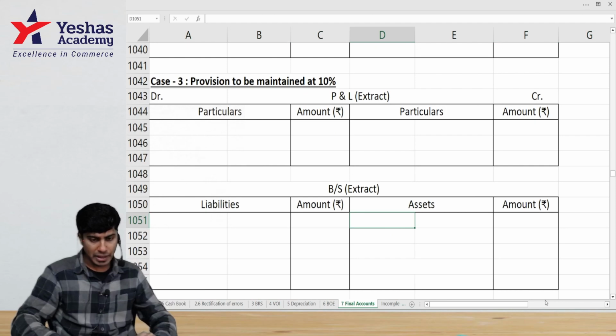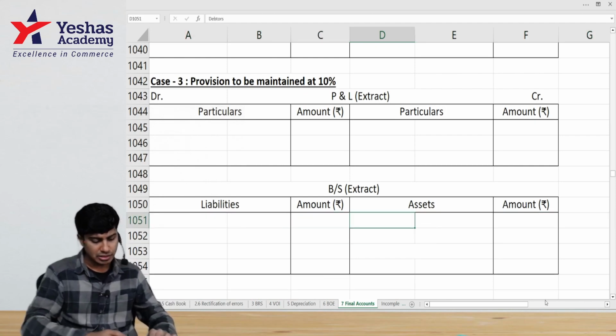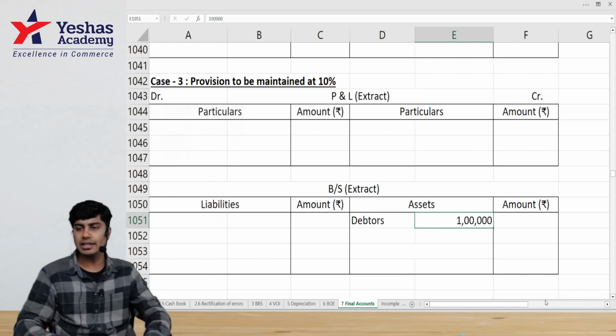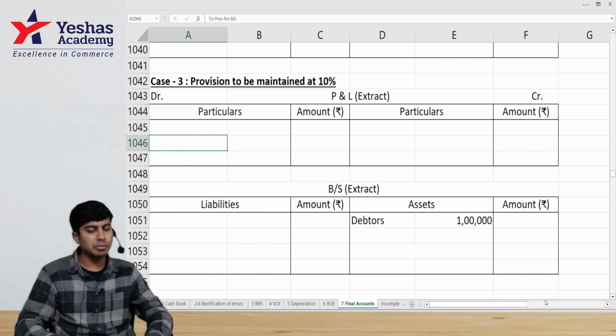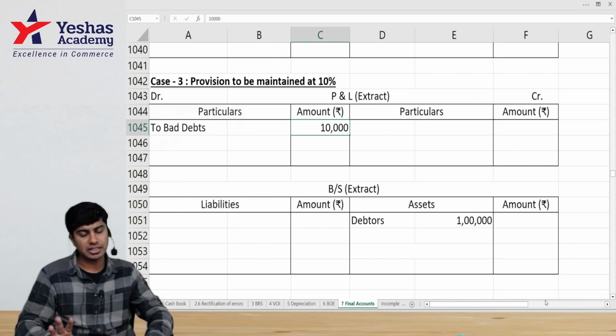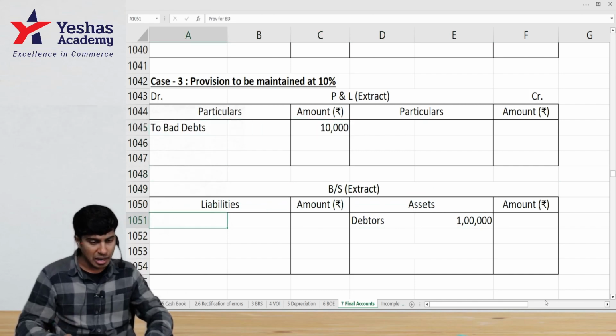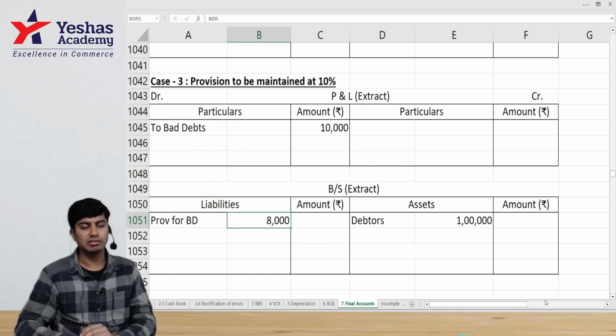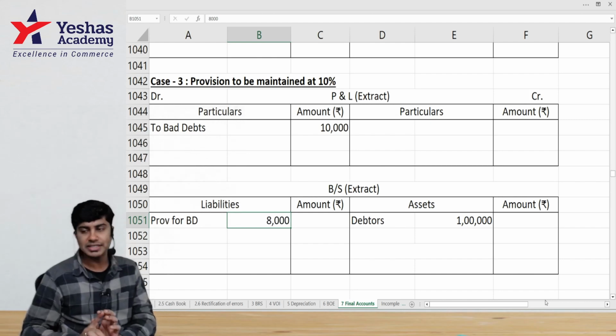I'll write balance sheet, asset side. I would write debtors 1 lakh in inner column. P&L account, debit side. I would write bad debts 10,000. Balance sheet, liability side. I'll write provision 8. Everything's clear? Now let's read the adjustment.